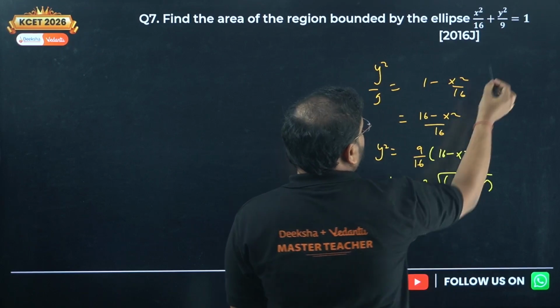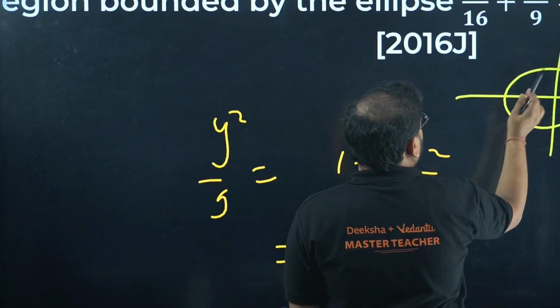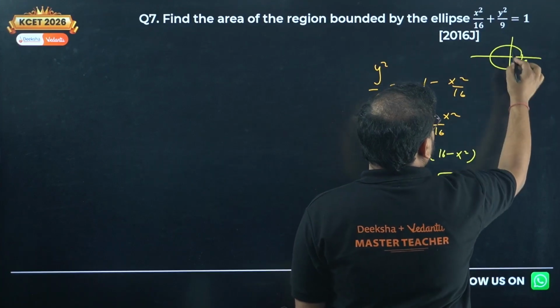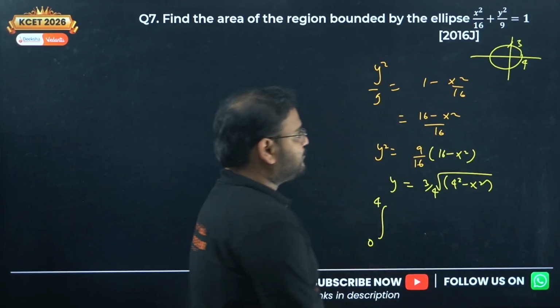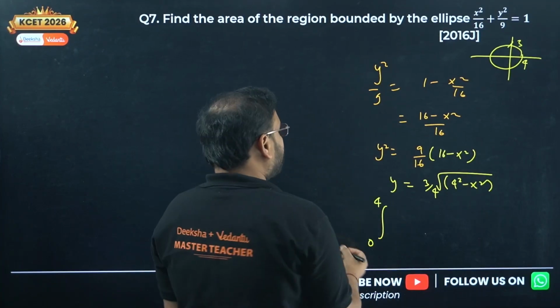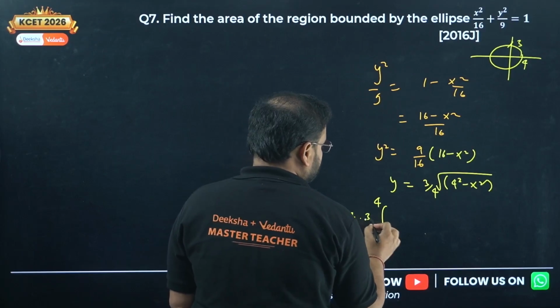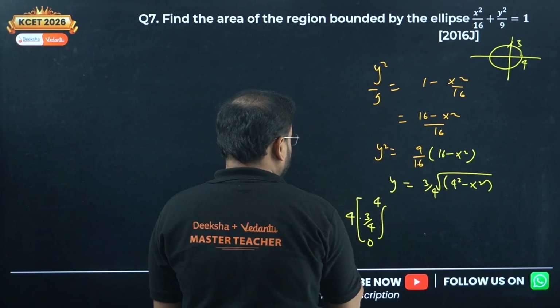The limit, if you check this, the ellipse will be like this. Your major axis is what? Please check here, 16. It means this value will be 4, this will be 3. So integrate from where to where? From 0 to 4, and you have to multiply here with 4, and the constant will come as it is, 3 by 4. This is the required area of the ellipse.